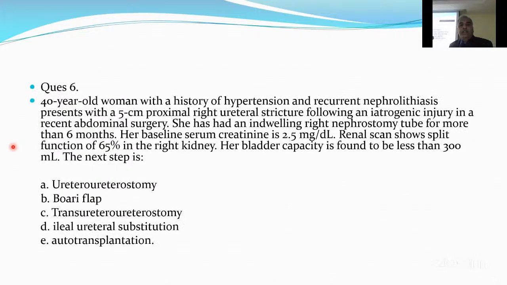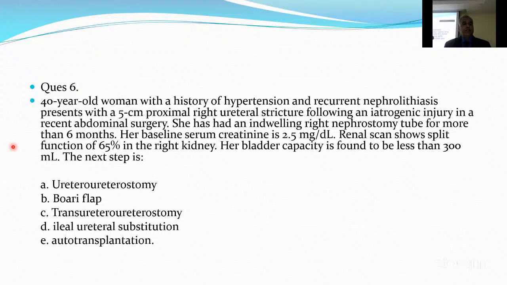A 40-year-old woman with a history of hypertension and recurrent nephrolithiasis presents with a 5 centimeter proximal right ureteral stricture following an iatrogenic injury in a recent abdominal surgery. She has had an indwelling right nephrostomy tube for more than 6 months. Her baseline serum creatinine is 2.5. Renal scan shows split function of 65% in right kidney. Her bladder capacity is found to be less than 300 ml. The next step is ureterostomy.